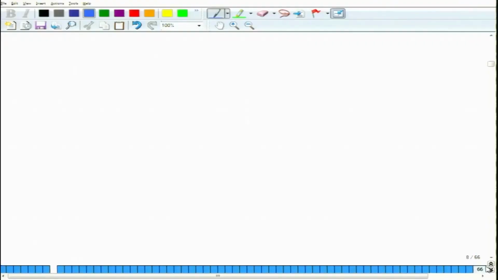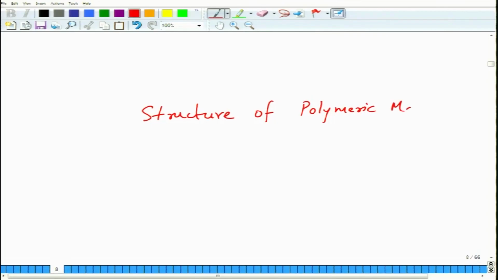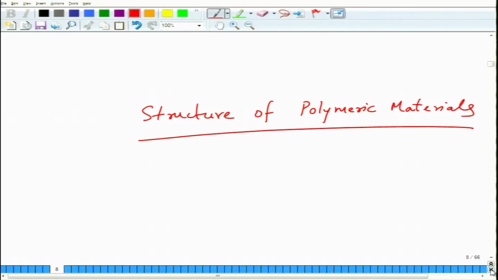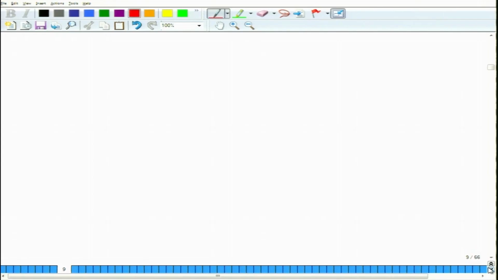We move to the next class of materials, which is the structure of polymeric materials. So, we will start with a new topic, structure of polymeric materials. Now, polymers of course are very important, as we know, they are used in a variety of applications. They basically contain light elements, which are carbon, hydrogen, nitrogen, or in some cases oxygen as well.